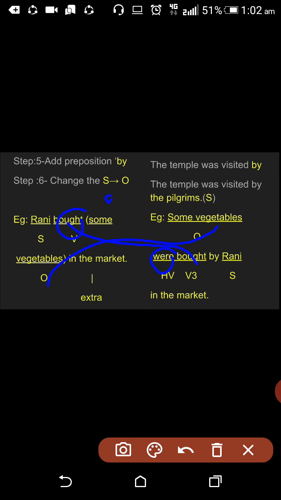Then the next rule is to add the preposition by. And finally, change the subject to object of PV. Ronnie I have brought here at last. And in the market is extra, which you can add at the end of a sentence. Most of the cases it will be coming at the end. In some cases you can add it in the front also.